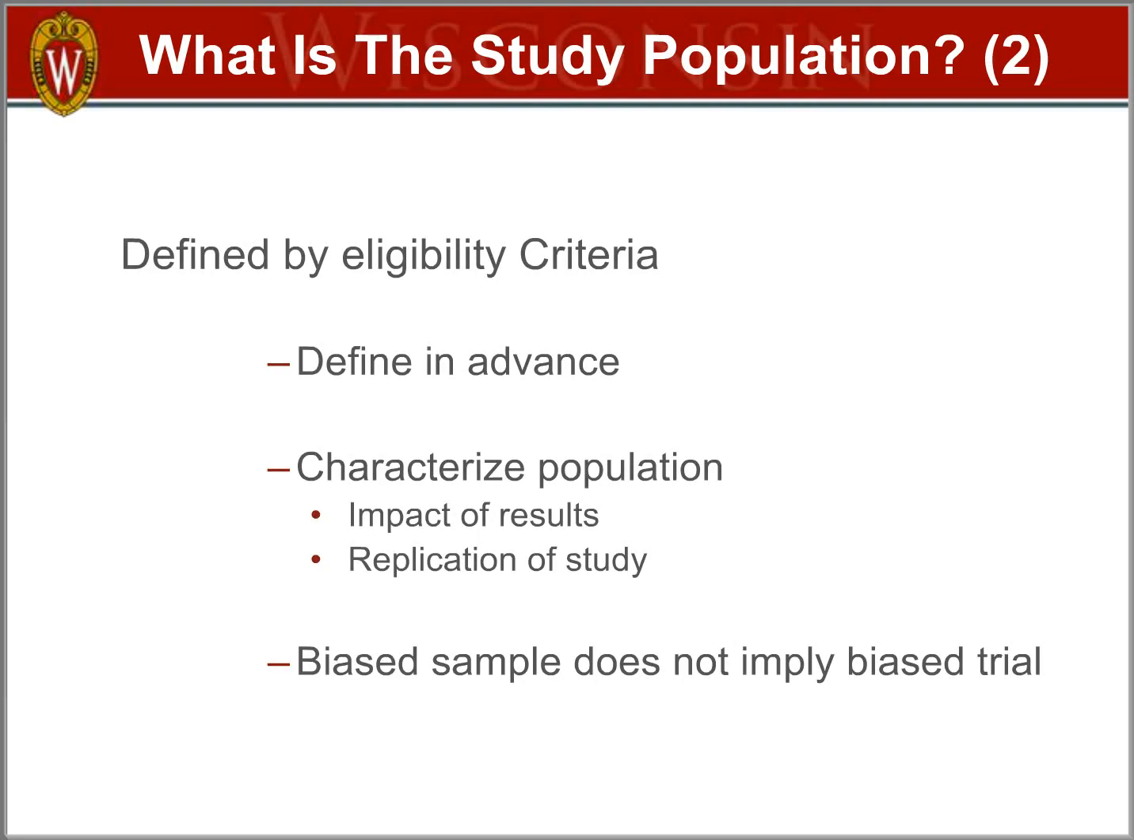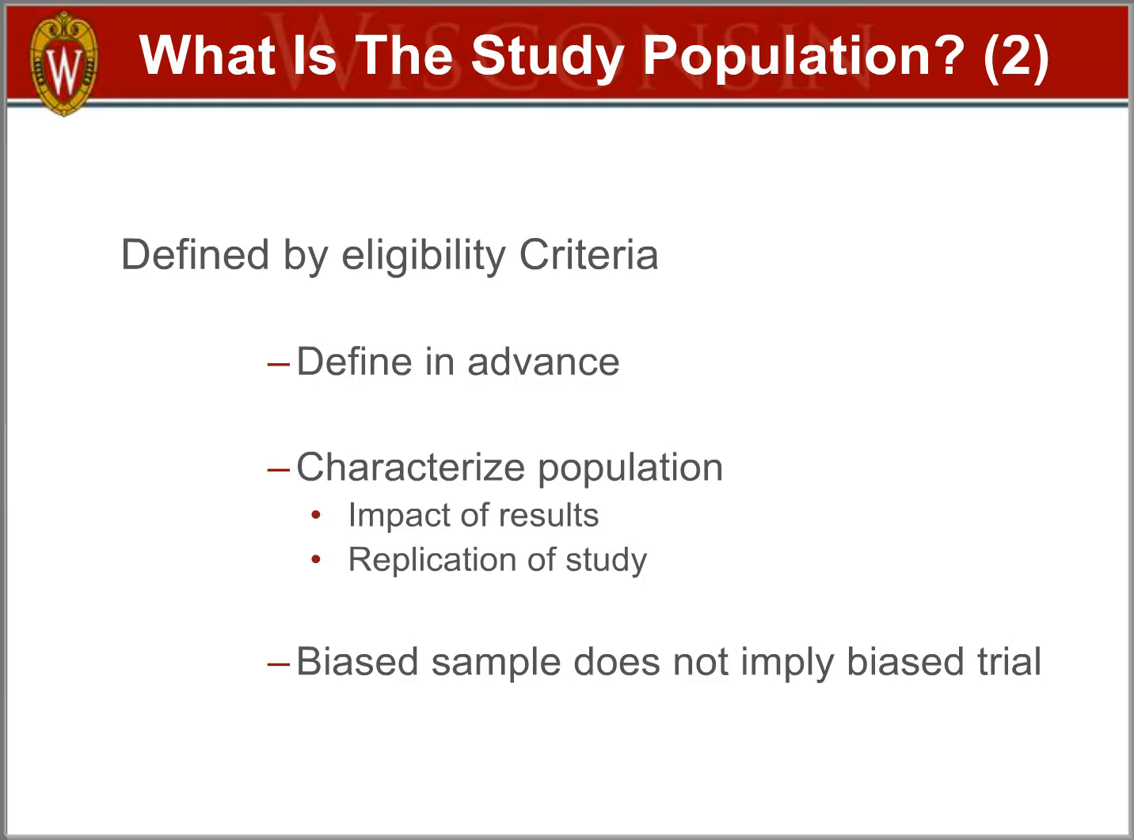How do we define the study population? Well, we have eligibility criteria. Again, we need to define that in advance. Those eligibility criteria will characterize the population that we're studying, the impact of the results, and have something to say about the ability to replicate the study.